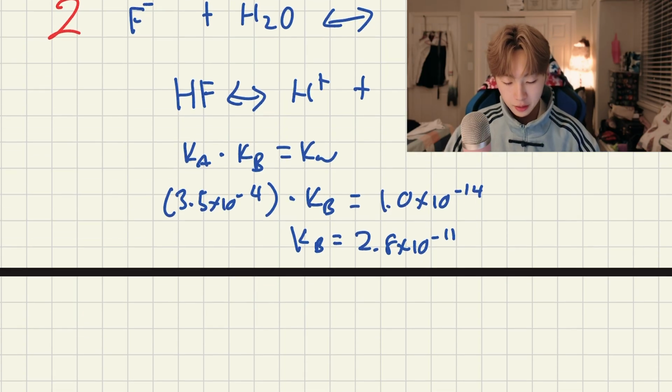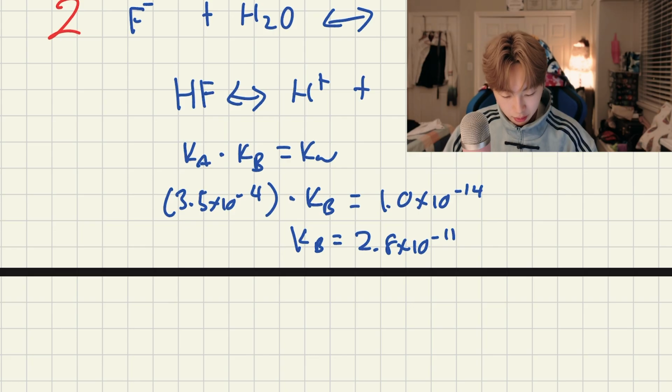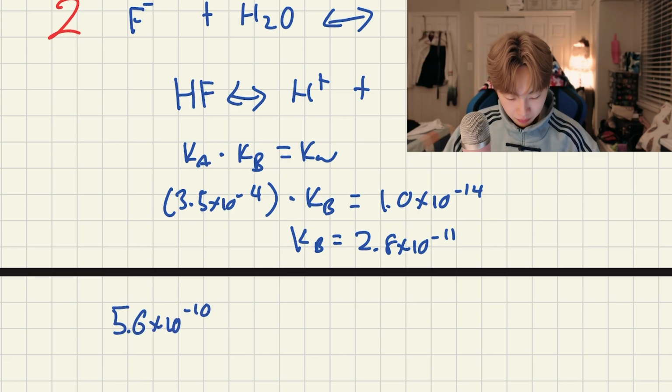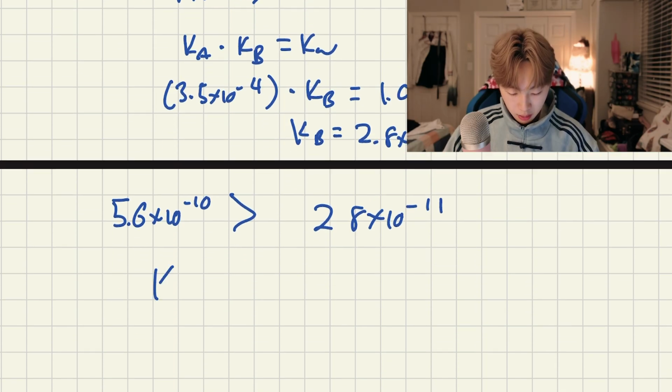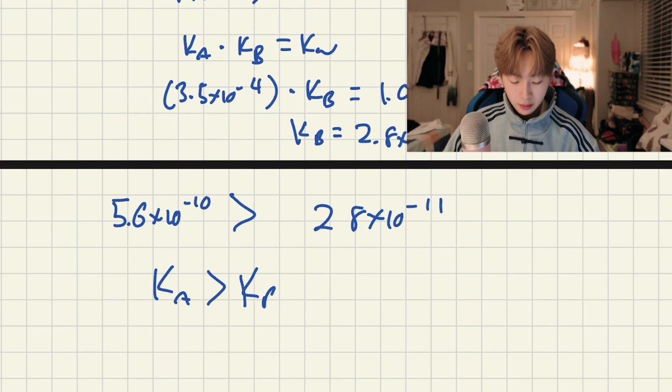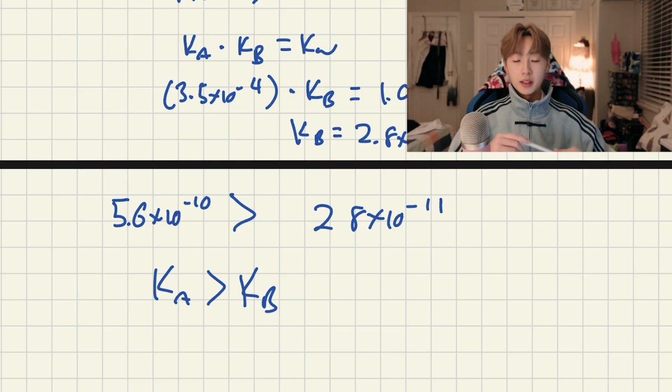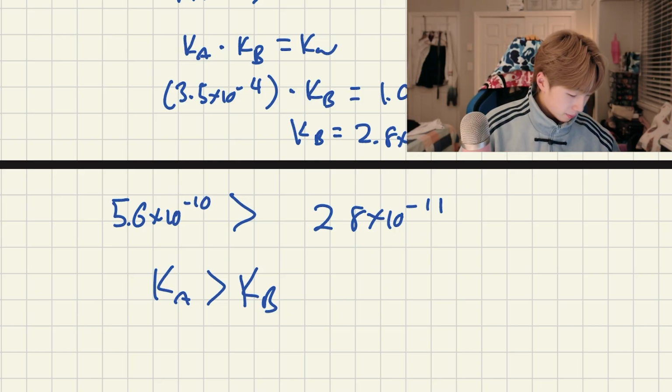Now we can compare our Ka and Kb values. Our Ka is going to be 5.6 times 10 to the negative 10, and then our Kb is 2.8 times 10 to the negative 11. Seeing this, we can see our Ka is greater than Kb, and because of that, we can conclude that it's going to be an acidic solution.